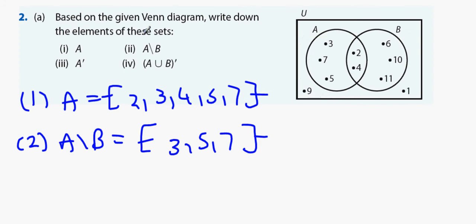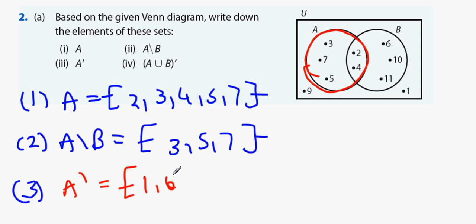Next part, part 3. A complement. Everything that's outside of A. So everything outside this red circle. So A complement is going to be 1, 6, 9, 10, and 11.